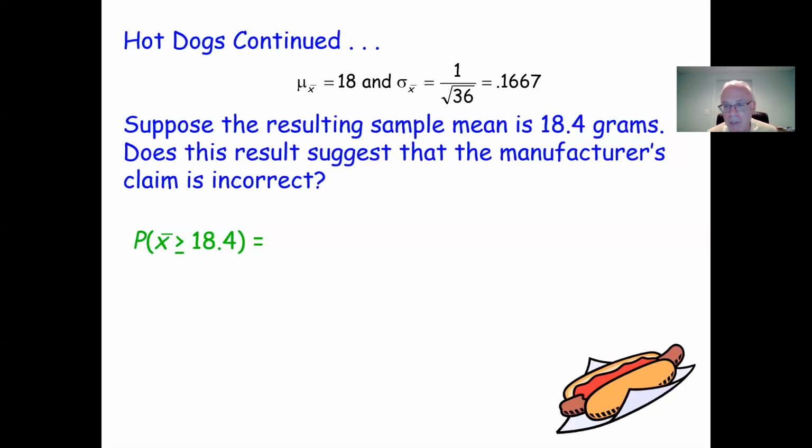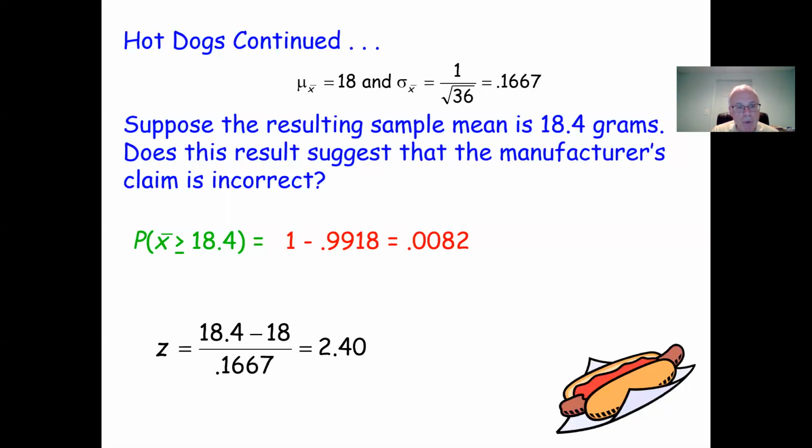We'll talk more about that reasoning next week and the week after that. So don't worry about it right now. But this is just an example of some statistical reasoning. Here they're converting the X bar to a Z, and then they're doing the probability.